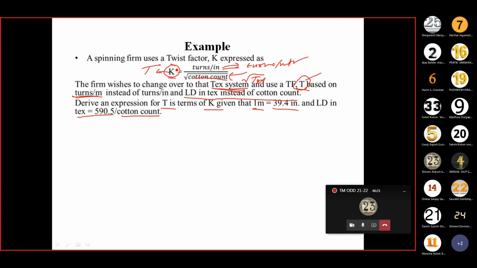Now, simple thing. What they ask is the relation between T and K. So that is what we are going to find here.